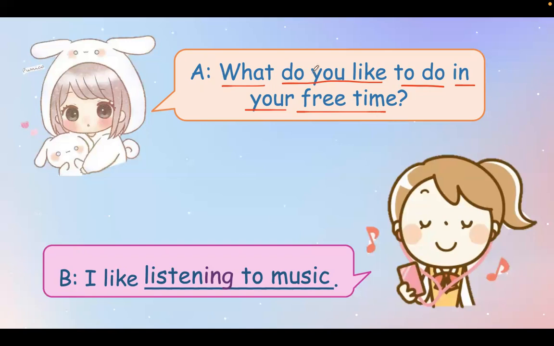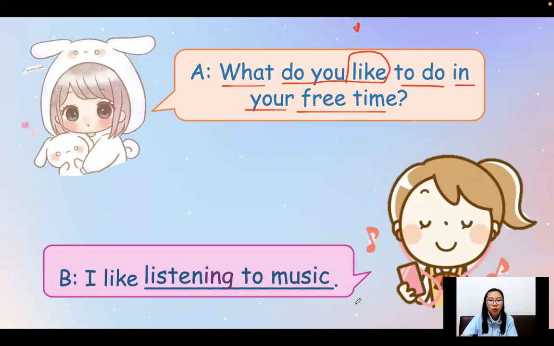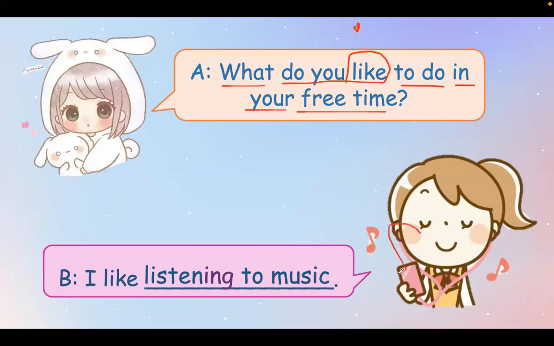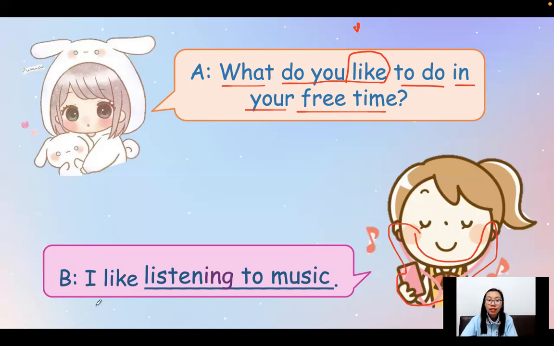Okay, so what do you like to do in your free time? So what do you do, Tamarai, in your free time? Okay, so we have here answer letter B. Now look at letter B. What is she doing? She is listening to music. So she will answer, I like listening to music.